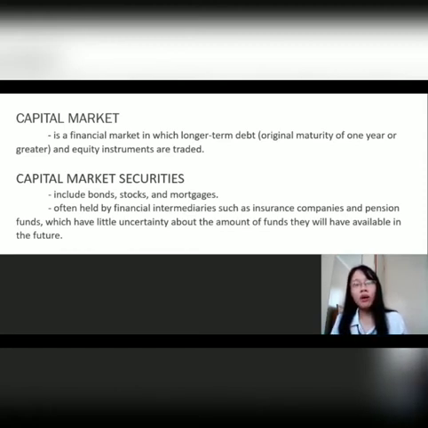Capital markets are the funding infrastructure for the economy. It is the place where securities are exchanged between two parties. And when we say securities, these are the capital market securities that include bonds, stocks, and mortgages. They are often held by financial intermediaries such as insurance companies and pension funds, which have little uncertainty about the amount of funds they will have available in the future. It means it helps to channelize surplus funds from savers to investors, which then invest them into productive use.